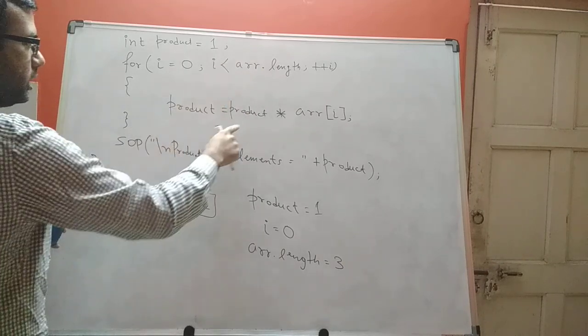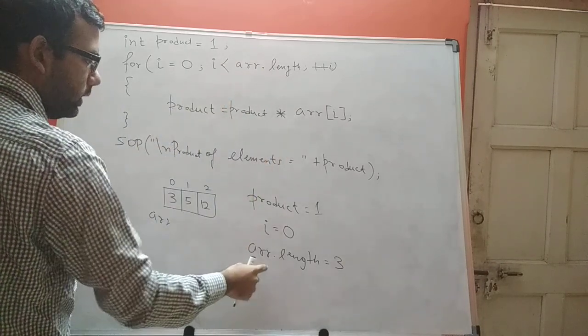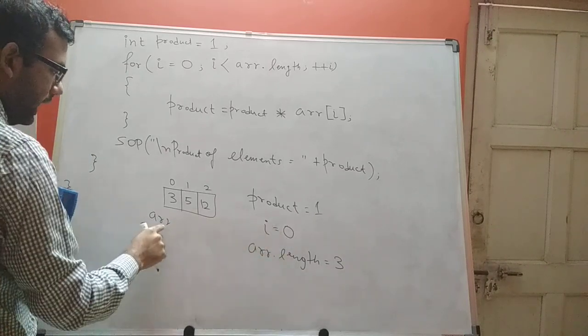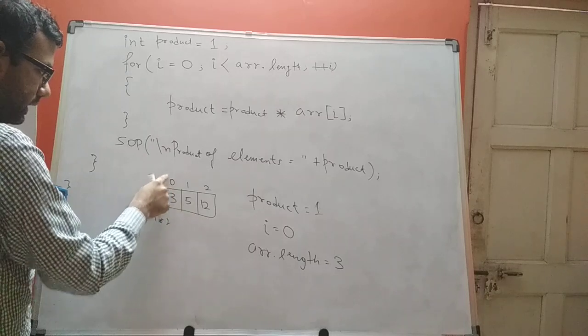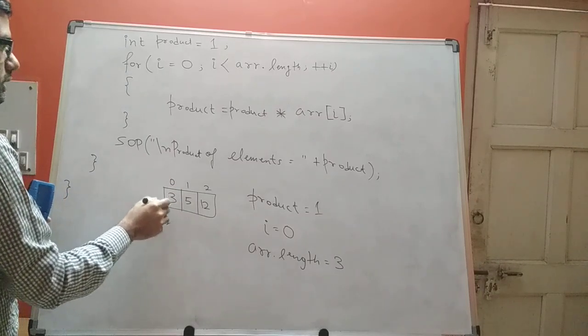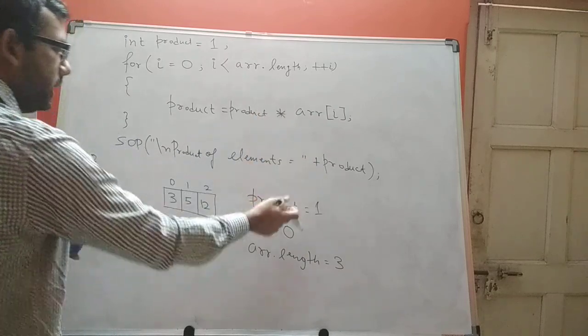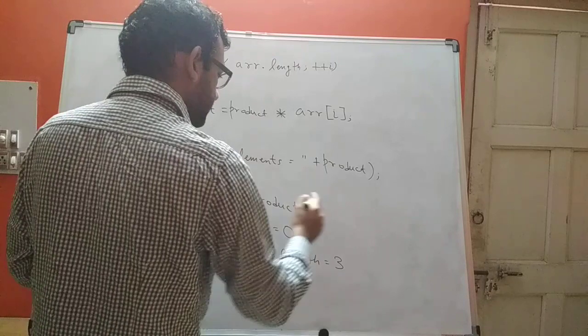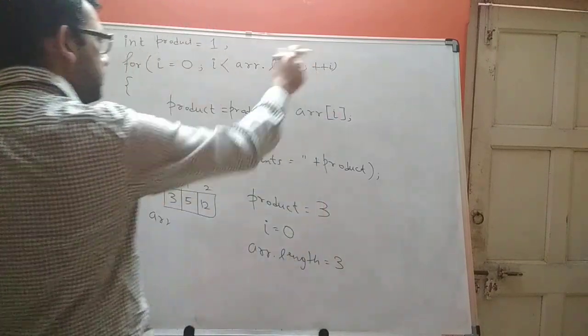So you come inside. So product into arr of i. What is arr of i? What is the value of i? 0. arr of 0 means the element at the 0th index. What is its value? Its value is 3. So you take that element and multiply it with product. So 3 into 1 is 3 and you store it in product itself. And next you go back up.